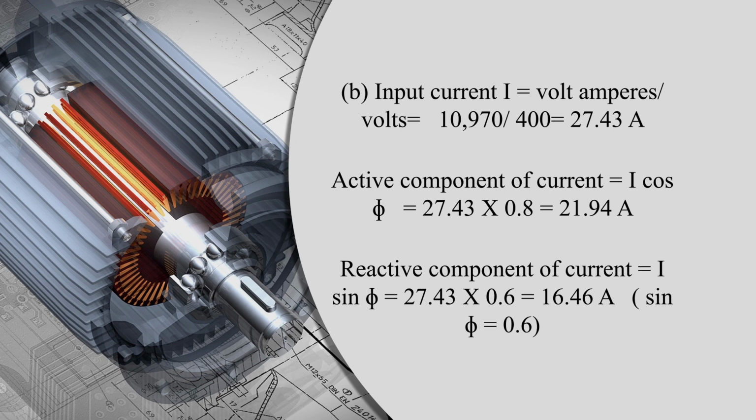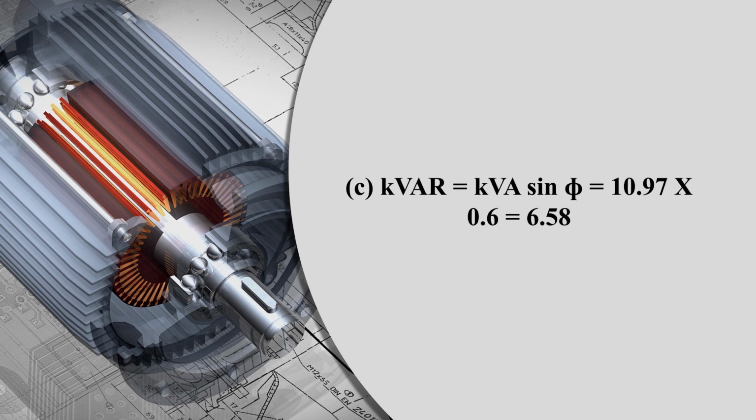Next, the reactive component of current. The reactive component of current can be written as I sin phi. You already have the value of cos phi, so you can calculate the value of phi as cos inverse 0.8. So just put the value of phi in sin phi, so sin phi is equal to 0.6. Now put the value of sin phi in the reactive component of current, that is I sin phi. The value of I is 27.43, and the value of sin phi is 0.6. So after solving, you will get the reactive component of current equal to 16.46 ampere.